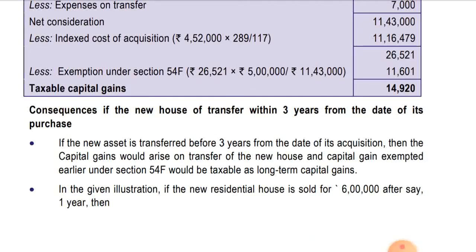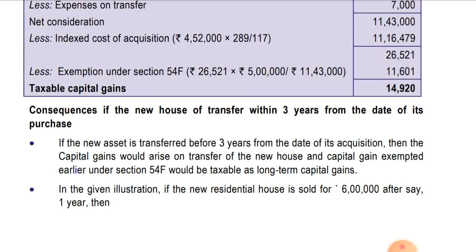Consequences if the new house property is transferred within 3 years from the date of its purchase. What is the consequence? If the new asset is transferred before 3 years from the date of its acquisition, then capital gain would arise on the transfer of the new house, and the capital gain exempt earlier under section 54F would be taxable as long-term capital gain. This amount of 11,601 will be taxable in the year in which the new house property is transferred within 3 years of acquisition.